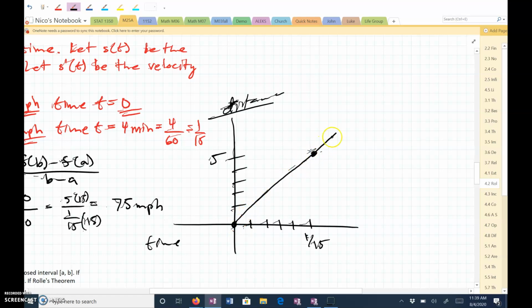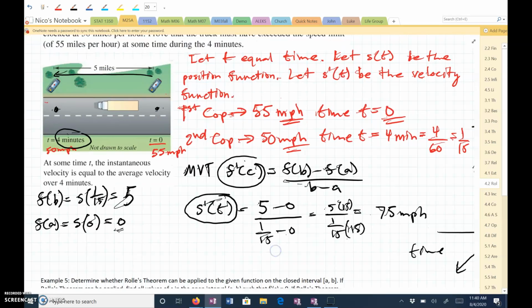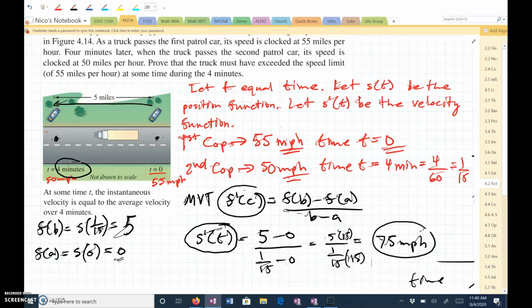Okay, and then the slope of this line, that's the slope of the secant line, that should be 75 miles per hour, which means the slope of the tangent line at some point, he should have gone at least 75 miles per hour. So based on this information, we can show that at some point he had to exceed the speed limit of 55 miles per hour.